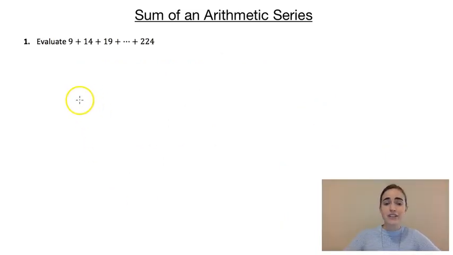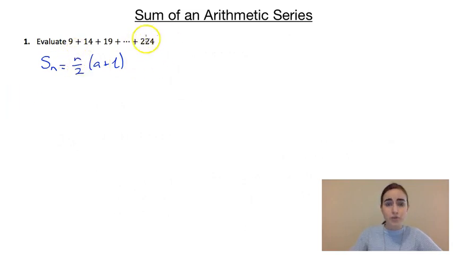All right, so our first example asks us to evaluate this sum here. We're given the first term and the last term, so we want to use the form of the equation that's Sn equals n over 2, a plus l. Our a is 9 and our l is 224, but what we don't know at the moment is what n is. We don't know which term of the sequence that is. So we're going to figure that out.